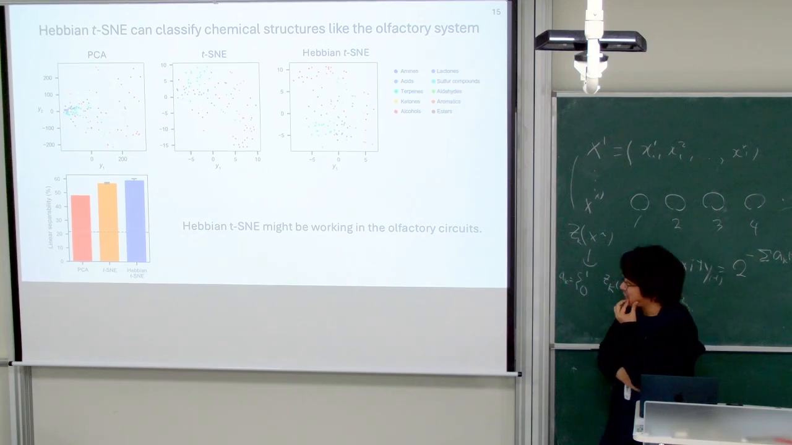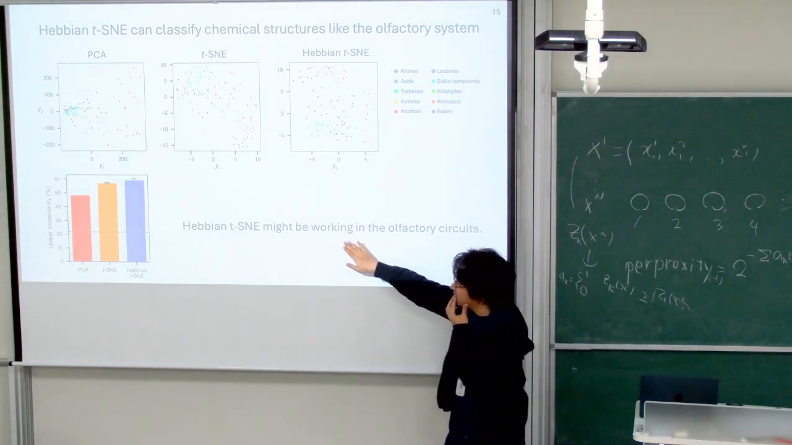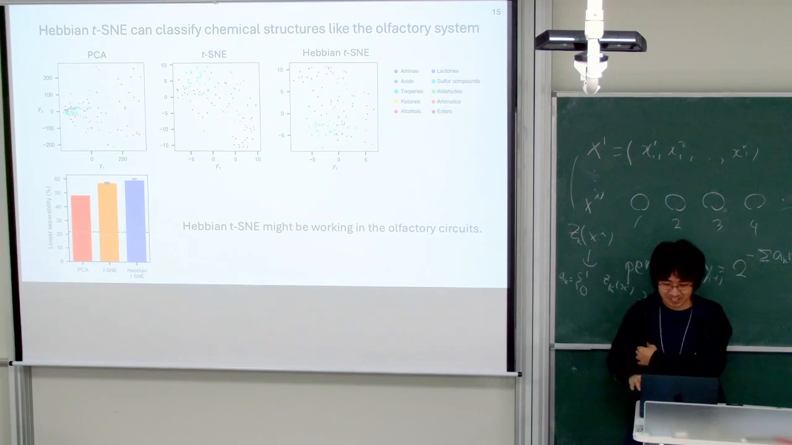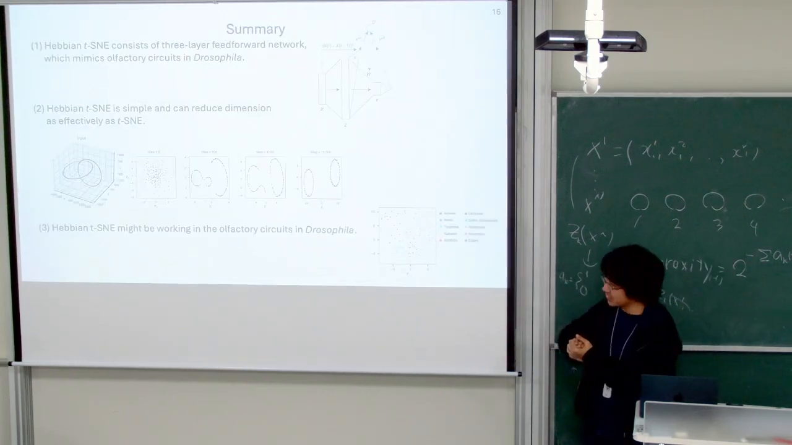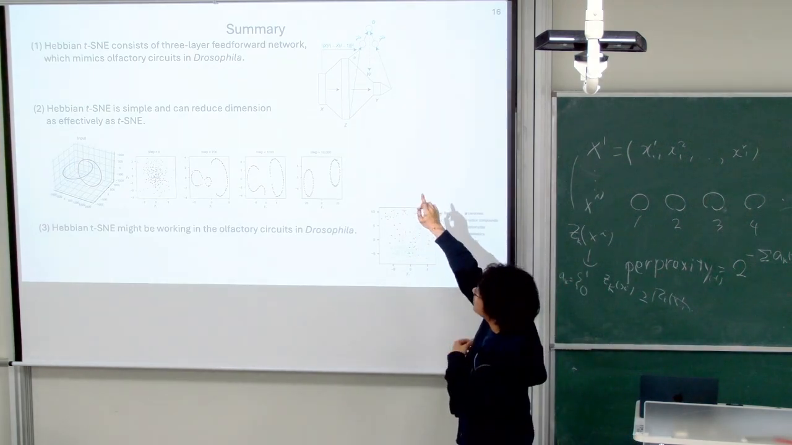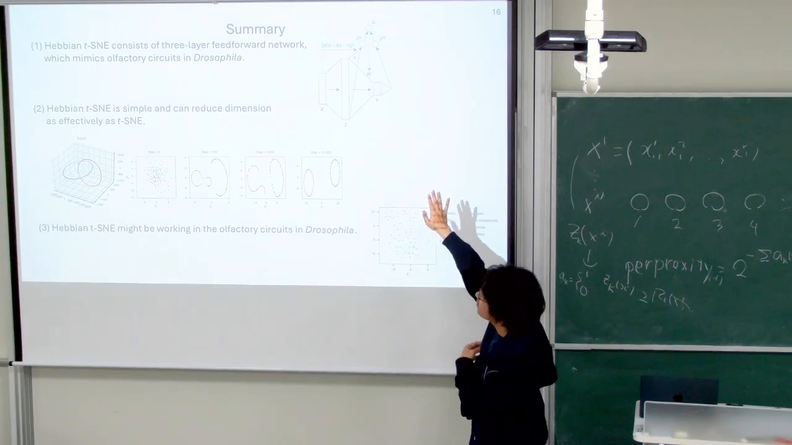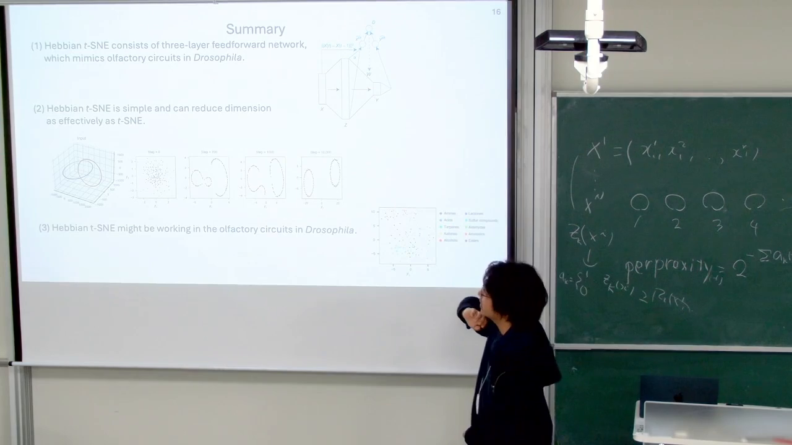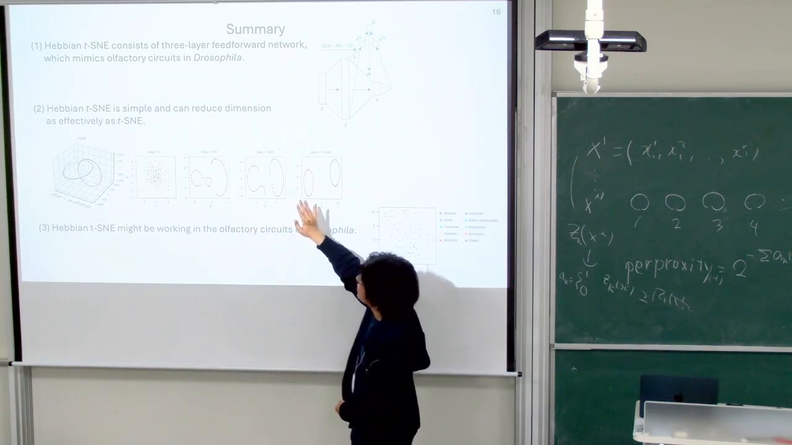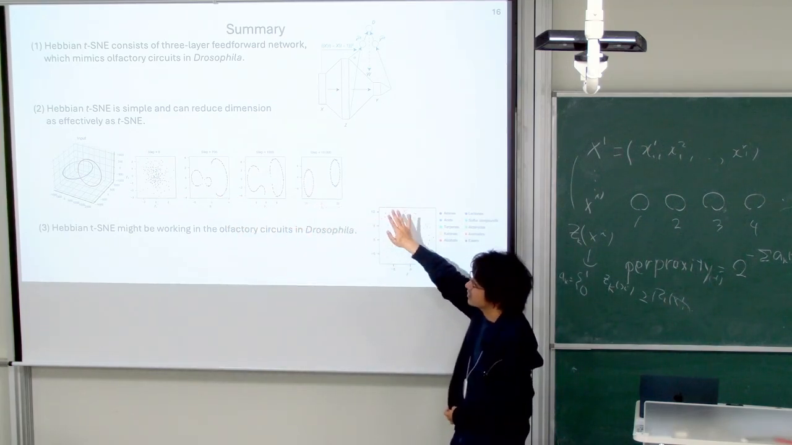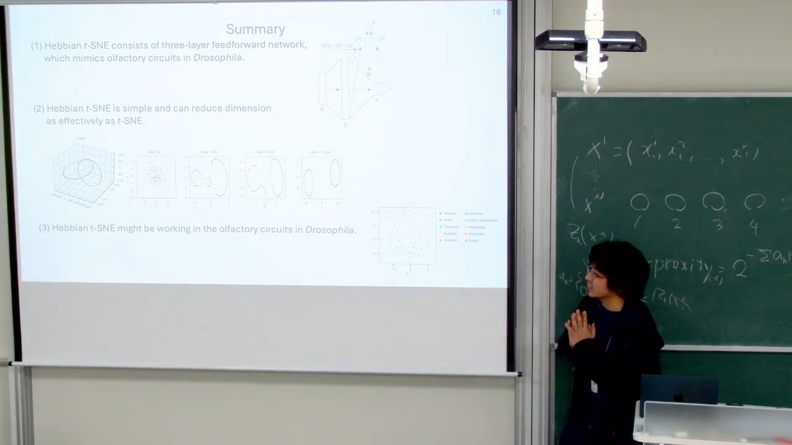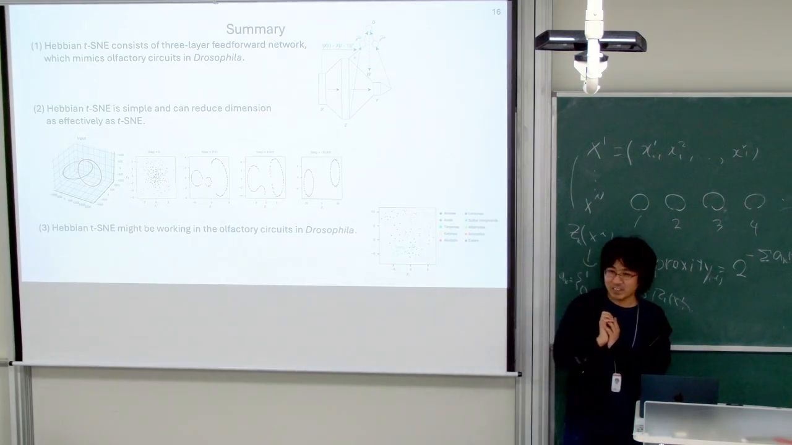Maybe you can move forward. Yeah, there are the final conclusions. Again, it might be working in the olfactory circuit. It consists of a 3-layer feed-forward network, which mimics the olfactory circuits in the fruit fly. And they think the proposed method is simple and can reduce dimensions effectively, and that it might be working in the olfactory circuit of the fruit fly. Yeah, that's all.